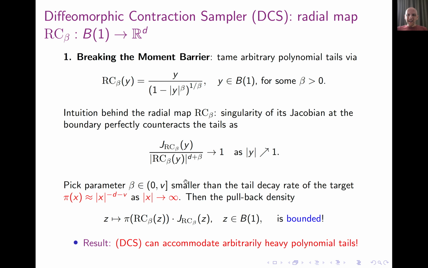This will guarantee uniform ergodicity of our algorithm, right? The reason is that if I pick beta smaller than the tail decay of my pi, then the pullback density on the ball via this map is going to be just pi of the transformation times the Jacobian. Because of this requirement, this pullback density is clearly bounded. And when you have a bounded density on a convex body and you run an algorithm on that, you're going to get something that's uniformly ergodic. And this will be uniformly ergodic for arbitrarily heavy-tailed distributions.